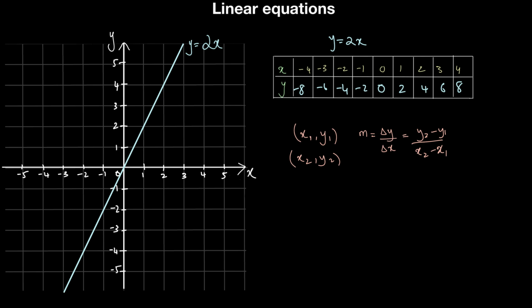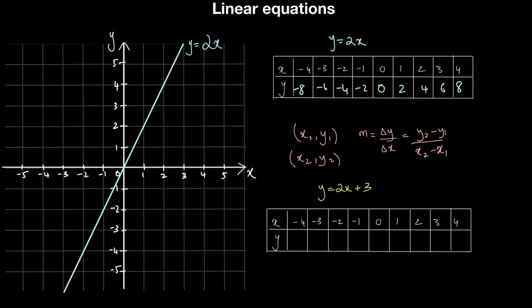Now, let's think for a moment what would happen if, instead of having the equation y is equal to 2x, I had the equation y is equal to 2x plus 3. How have I changed the values of y with respect to x? So now let's fill in a table of values to see how we've changed the values of y.